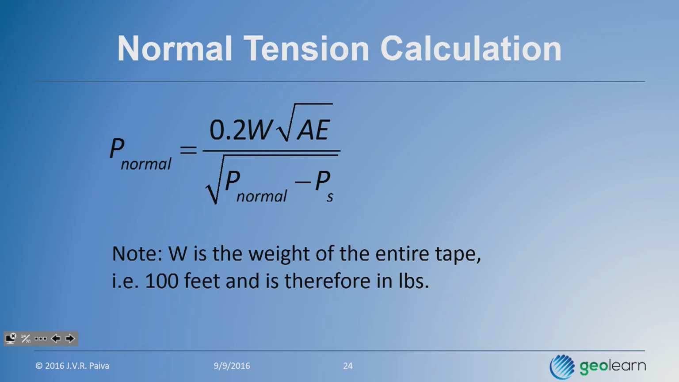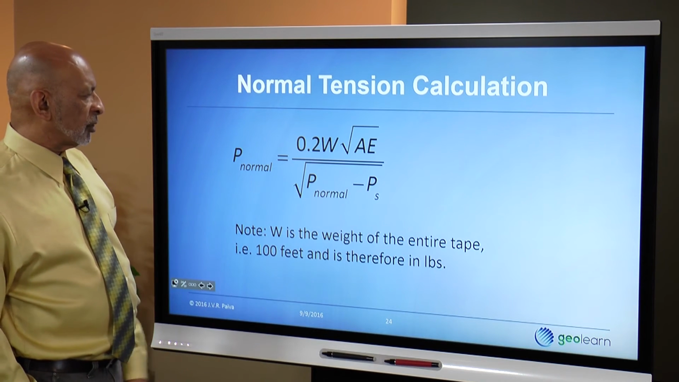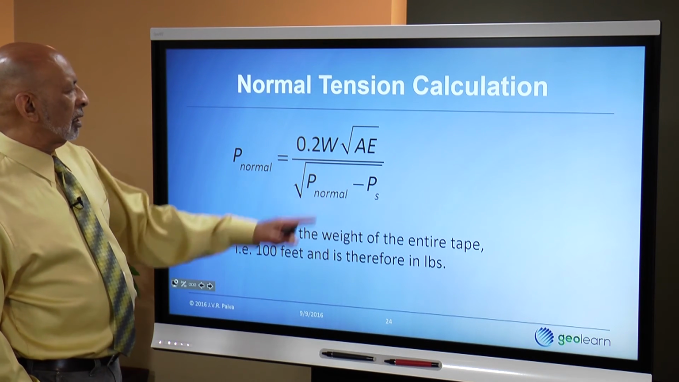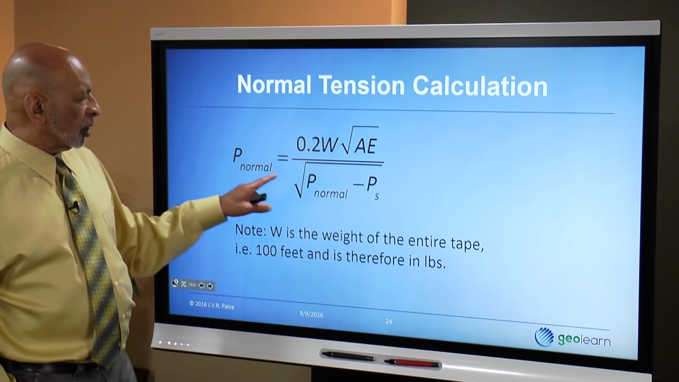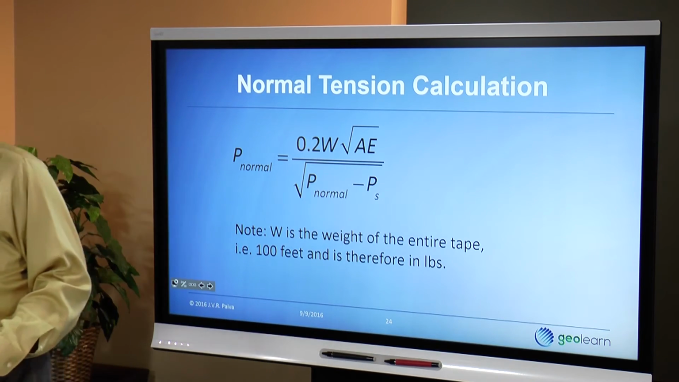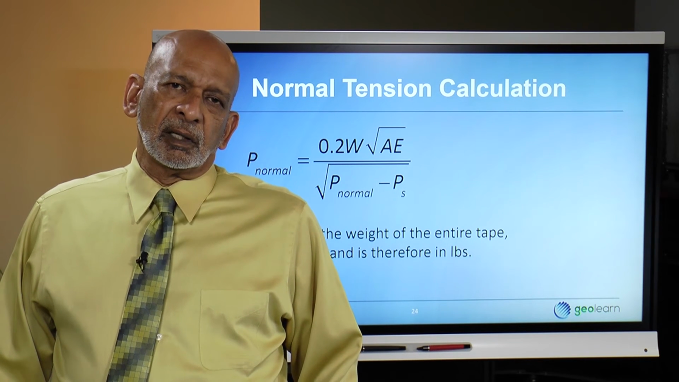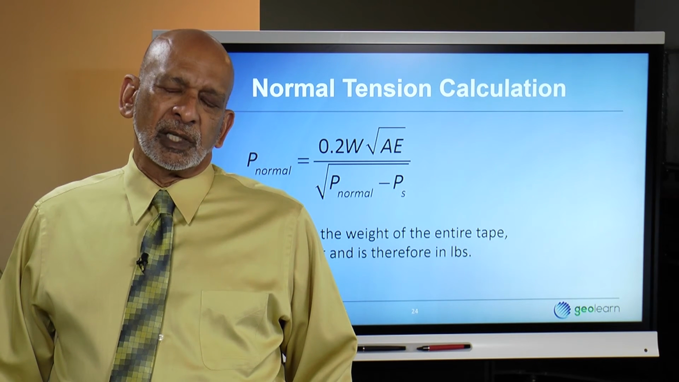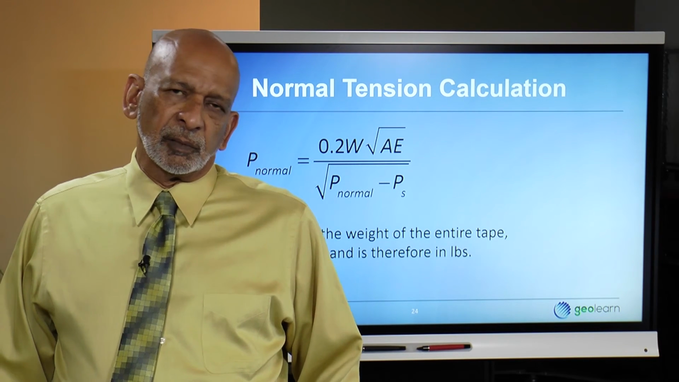Now, we won't go through this as an equation, but this is the equation for calculating what's called normal tension. And here, W is the weight of the entire tape. So if the tape is 100 feet, it'll be so many pounds, like 2 pounds. You know what A and E are already. Now, the interesting thing is normal tension is on both sides of the equation. So this is an iterative procedure usually. What you do is you solve it using a certain number, using the values you do have, and you try it again and again and again until you get it to match up.